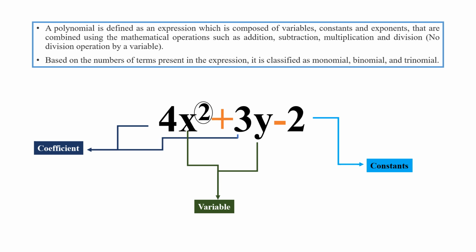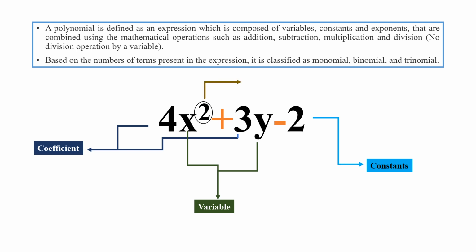So this constant, this variable and this coefficient make an expression, and this expression is defined as a polynomial. It is composed of variables, constants and exponents that are combined using mathematical operations. There are two mathematical operations here: the plus, and the negative sign, which is subtraction. So this is called a polynomial.